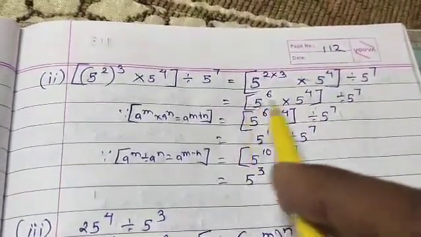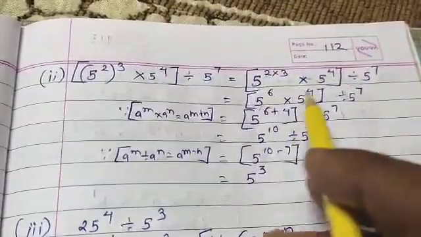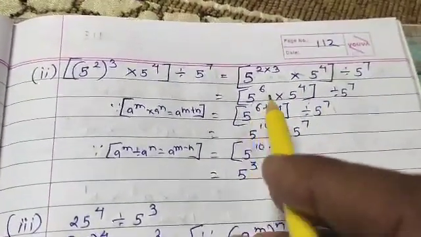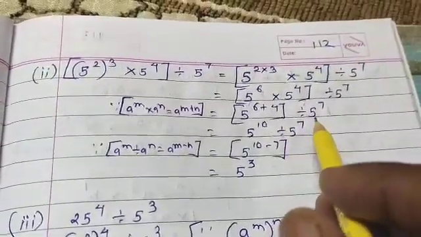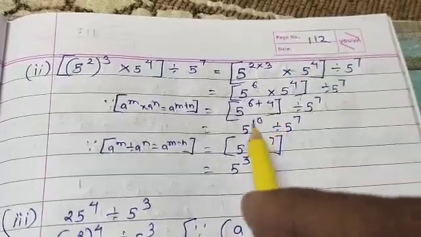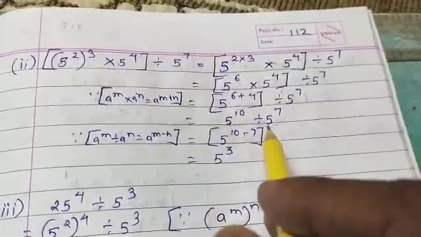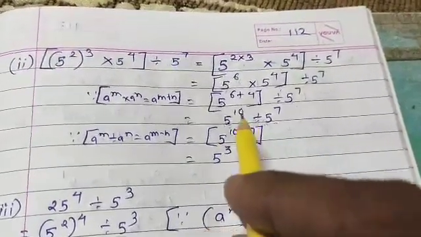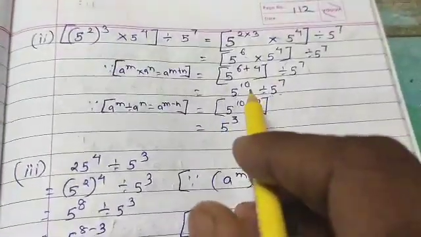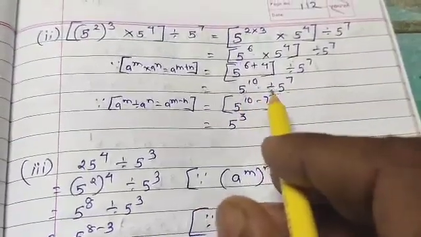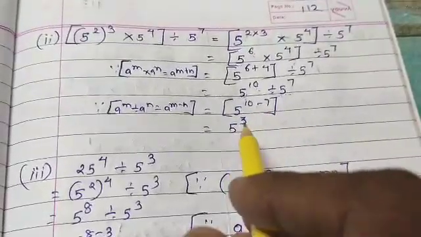Then as we have to resolve this bracket first, here the bases are common, and it is in multiplication form, so we have to add the powers. Write down 5 one time, then add the powers, that is 6 plus 4, divided by 5 raised to the power 7. Then 6 plus 4 gives 10, that is 5 raised to the power 10, divided by 5 raised to the power 7 as it is. Then again the bases are common, and here it is division, so we have to subtract the powers. Write down 5 one time. Then 5 raised to the power 10 divided by 5 raised to the power 7 means 10 minus 7, which gives 5 raised to the power 3.